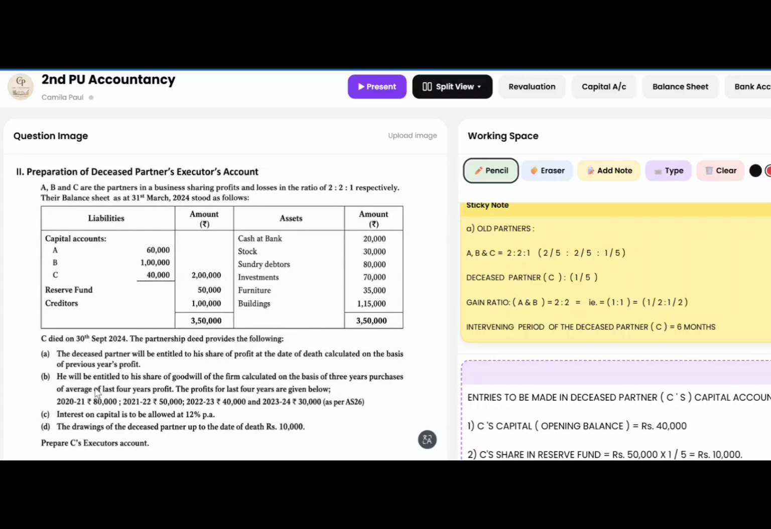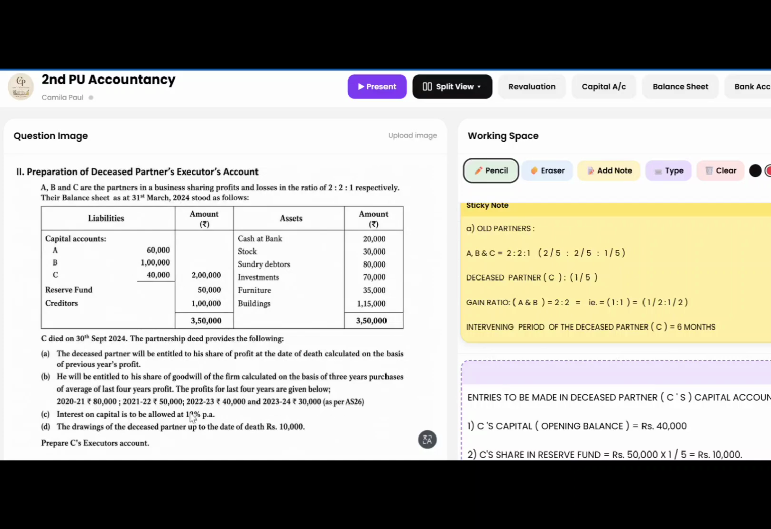The second adjustment is that the deceased partner will be entitled to his share of goodwill of the firm, calculated on the basis of 3 years' purchase of the average of the last 4 years' profit. The profits of the last 4 years are given as below: 2020-21 is rupees 80,000, 21-22 is rupees 50,000, 22-23 is rupees 40,000 and 23-24 is rupees 30,000. This goodwill should be treated as per AS 26.